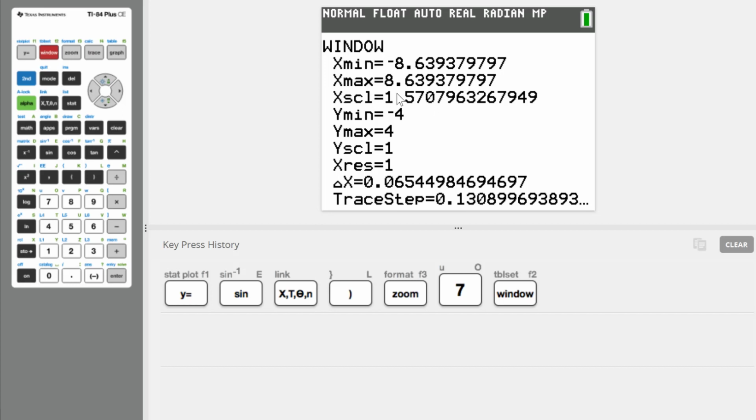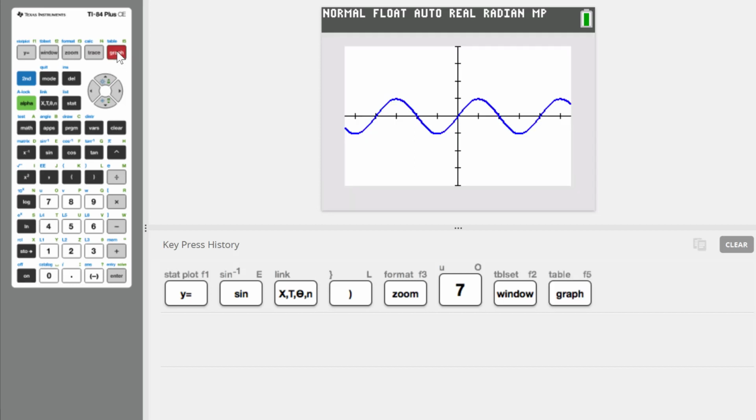X scale means that's how often we're seeing a little tick mark on the graph. So it's counting by pi over 2's, just like we did when we drew the graph by hand. On the y-axis, we're being taken from negative 4 to 4 and counting by ones. I'll hit graph to go back to the graph area.